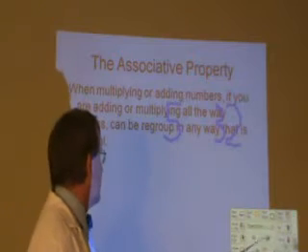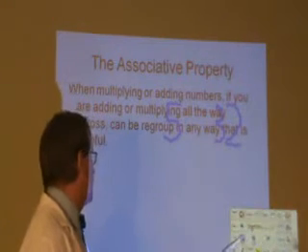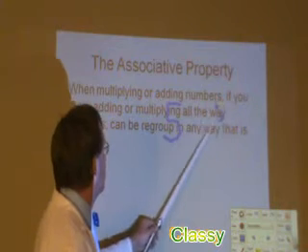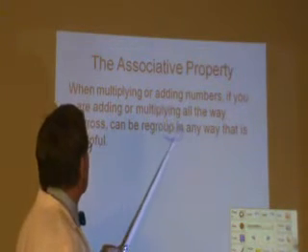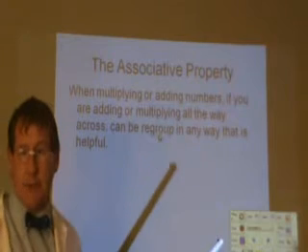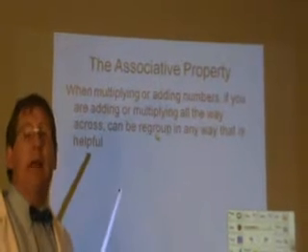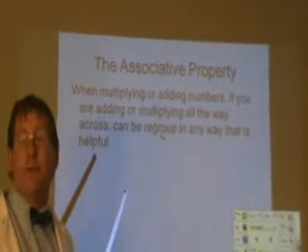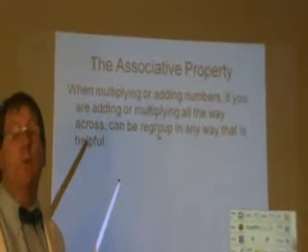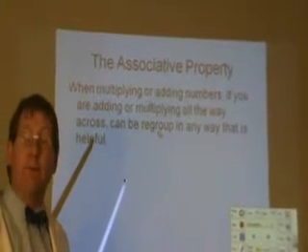Let's talk about the associative property. And let me erase these from my previous slide. The associative property says, in English, when multiplying or adding numbers, if you are adding or multiplying all the way across, you can regroup in any way that is helpful.